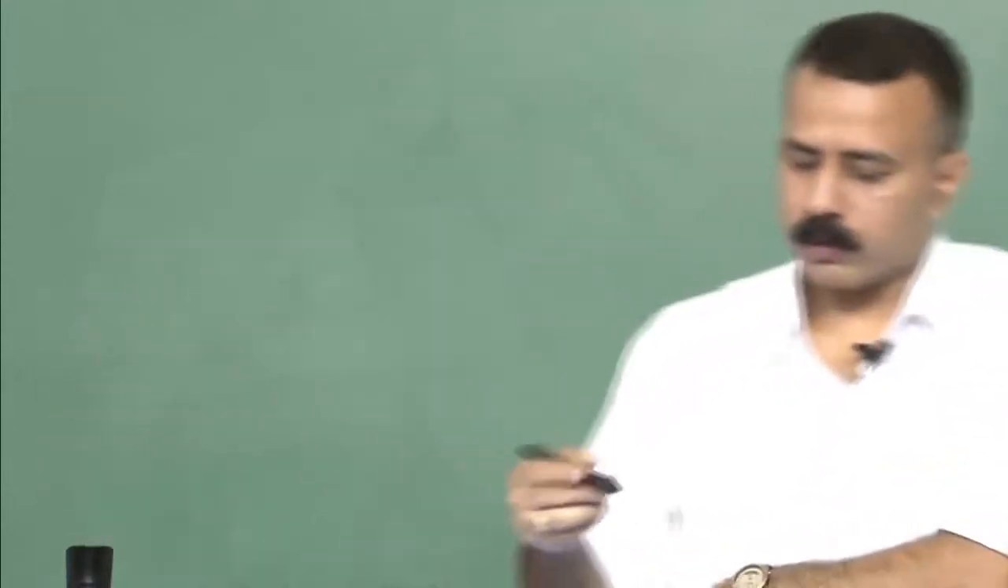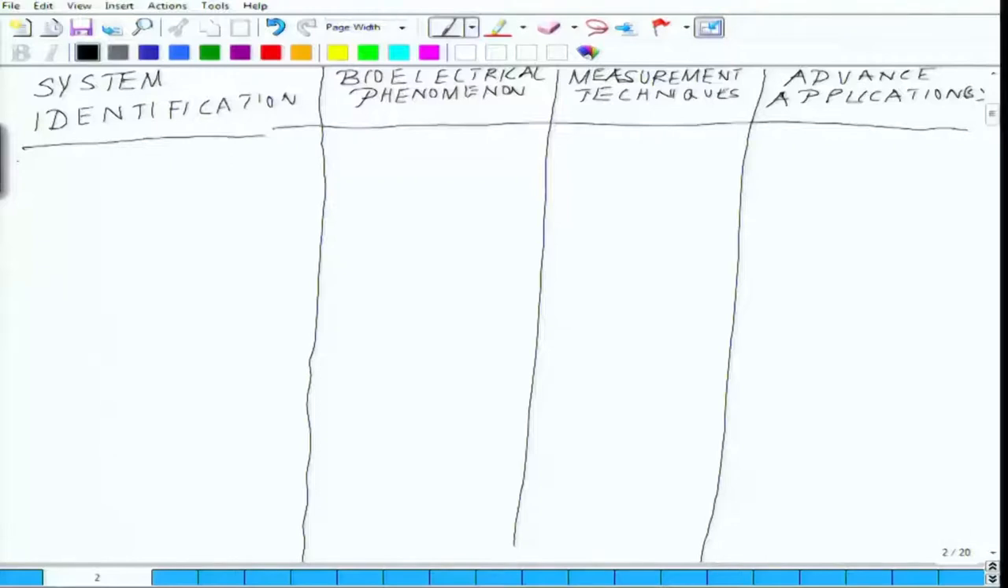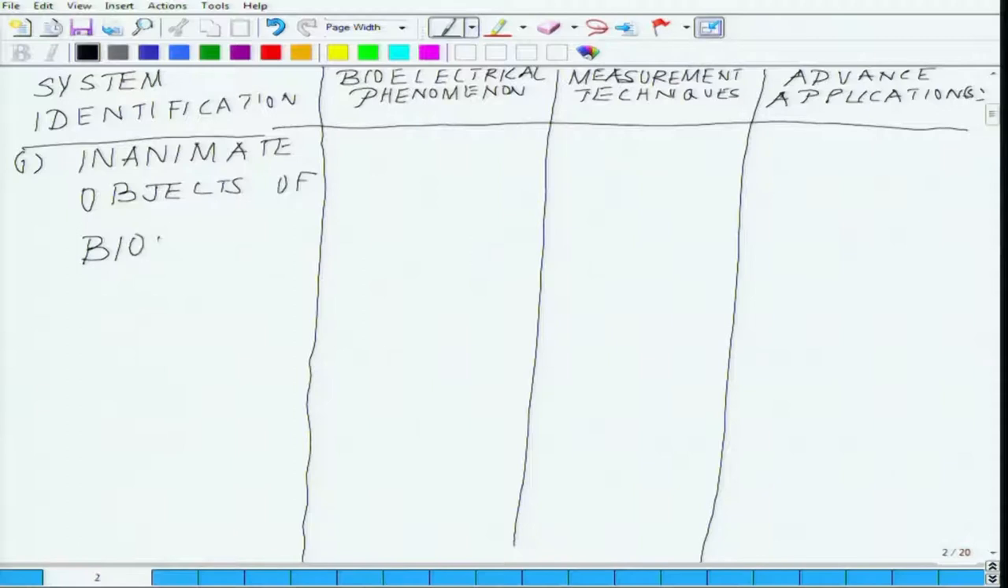So, coming back to the first part, system identification. This is our system 1. Basically, we will be talking about inanimate objects of biological origin as the first one.